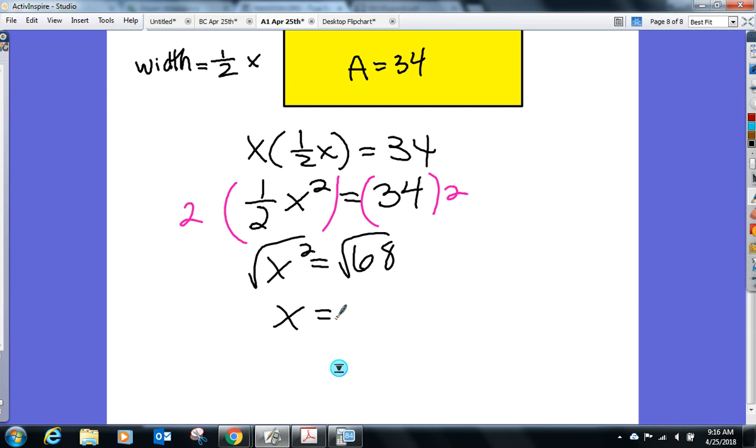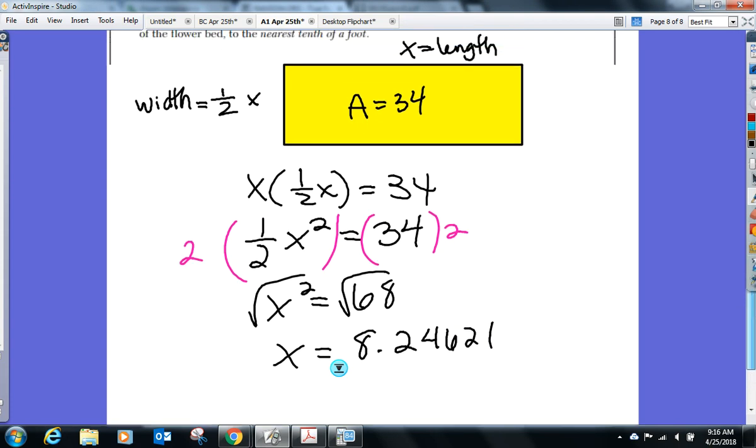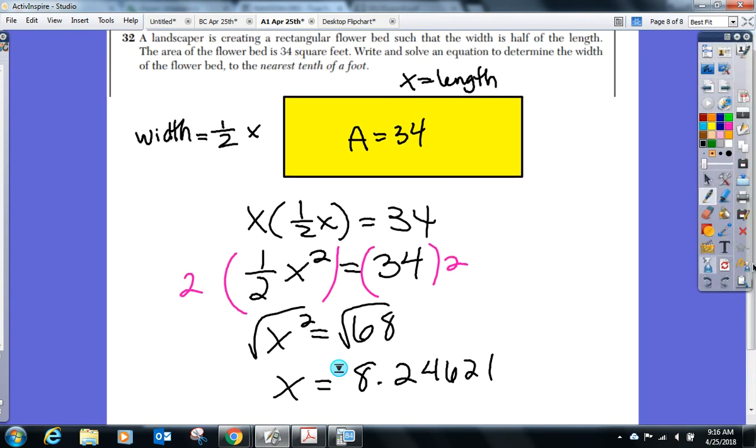So what are you guys getting? I want to write a couple down here. About 8.2. Keep going with me. 6, 2, 1. Okay. Can anybody go back, reread the problem? What was I asked to find? Matt? The width. What did I just find by finding x? We had the length for that. So that's not my final answer.